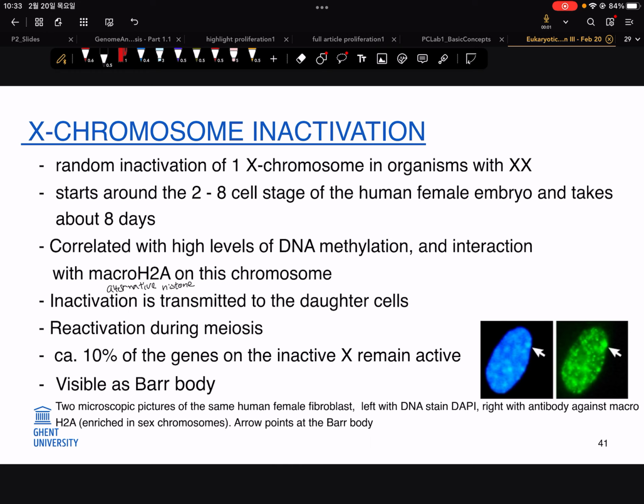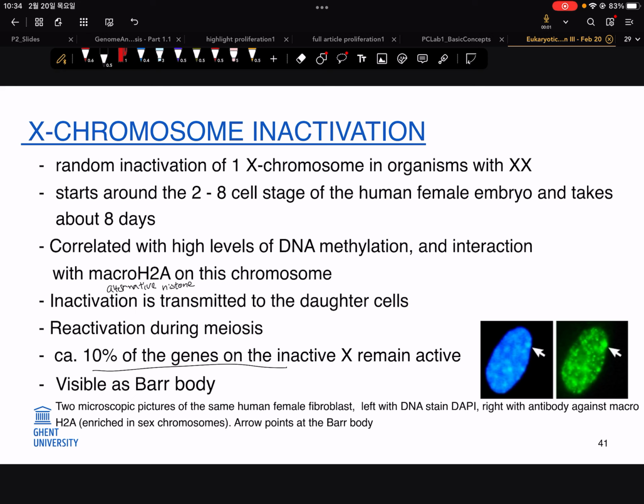On this inactive chromosome, it is then transmitted to the daughter cells. So if in one cell it's inactivated, the daughter cells have the same inactivation pattern. And during meiosis, of course, it needs to be reactivated. It would be really annoying if you would get from your mother an inactive X chromosome. So certainly as a boy, you need that active X chromosome from your mother. So in all the oocytes, the X chromosome is again active. And it's not complete. We see that the X chromosome is 90% inactive. 10% of the genes still remain active.